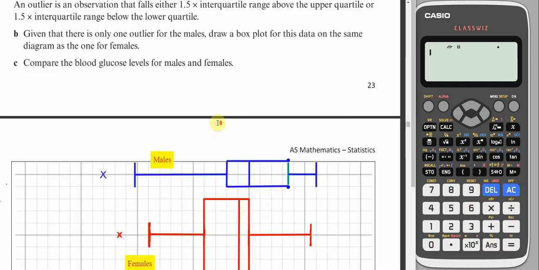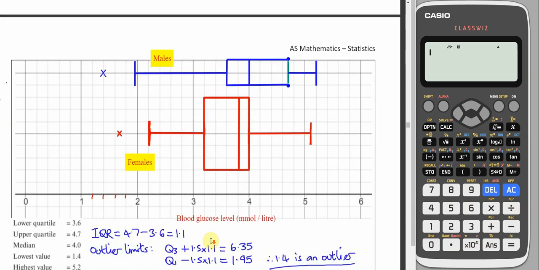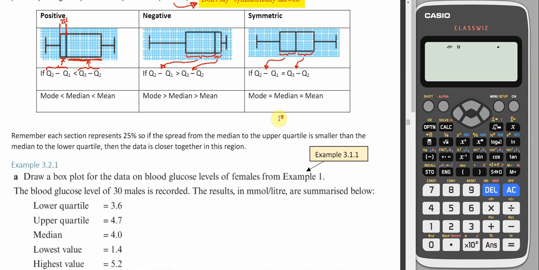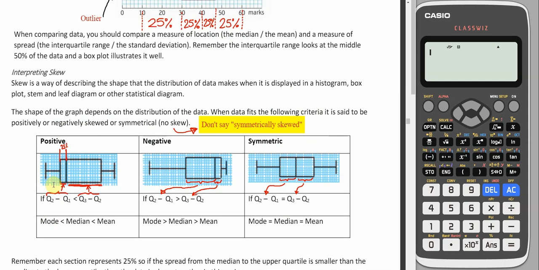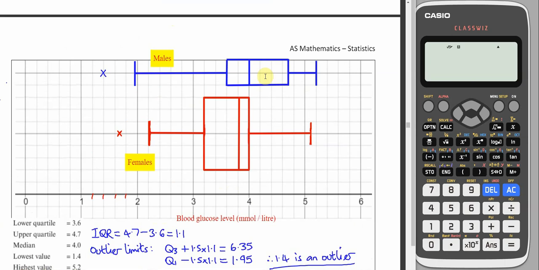So part B done. Draw the box plot for the males on the same diagram as the females, because that allows us in part C to compare the data for both. It's important when you're comparing data like this that you use the same scale, and we have. So now we can do some comparisons. As said in the notes earlier, when you are comparing data, compare a measure of location and compare a measure of spread. Here the only measure of location we have is the median, and we can see that the median for the males is greater than the median for the females.